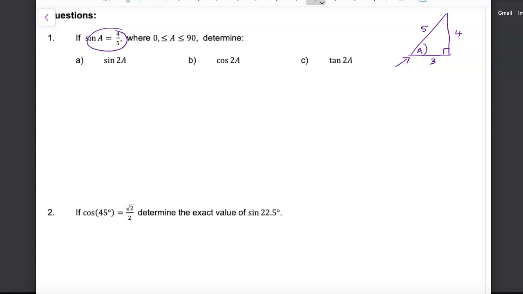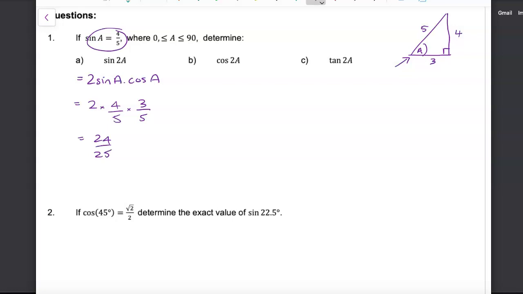So the sine of 2A is represented by 2 times the sine of A times the cos of A with our double angle identity. We can evaluate this. It's going to be 2 lots of 4/5 times 3/5 using our right triangle. And this is going to equal 24/25.